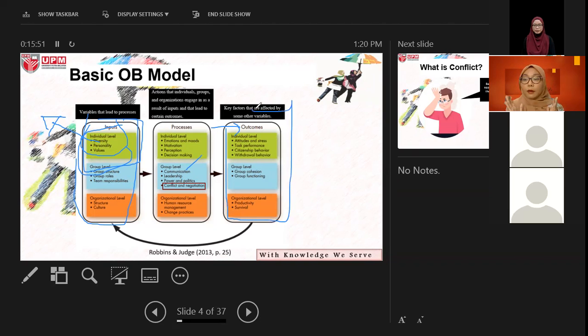Output, what are the personality of officers working in that organization? Okay, so what are the attitudes of the team members working within their organization? And then at the end of the day, we can see what are the productivity level of the organization. Okay, so we will look from here.